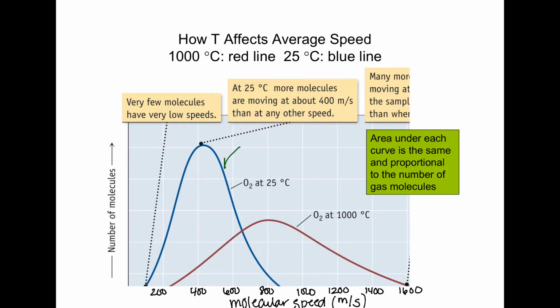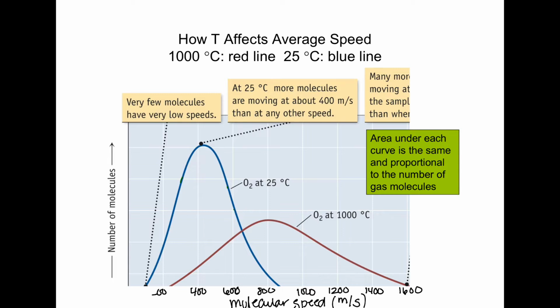And let's focus on the blue line first. What this is showing is that a few molecules are going really slow, and this is at 25 degrees. As we get a little faster, more molecules are going a little faster. Most molecules are going somewhere in about the 400 meters per second range. And then fewer molecules of O2 are going these higher speeds because we're only at 25 degrees.